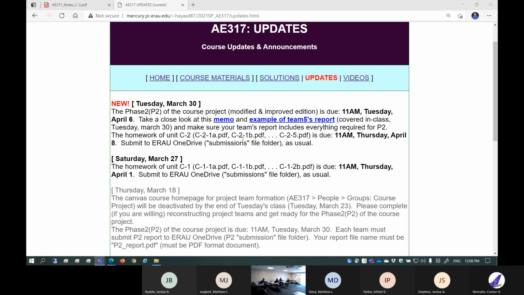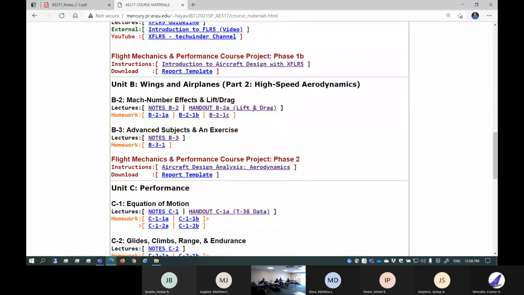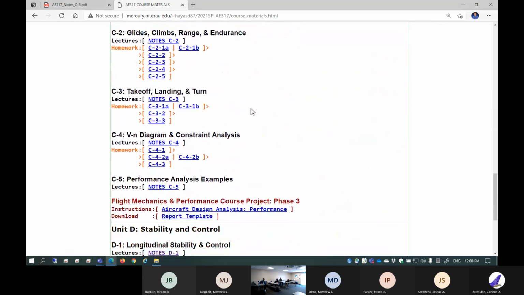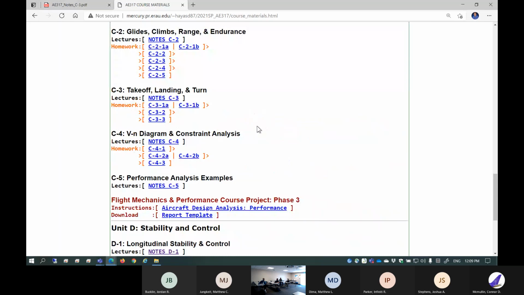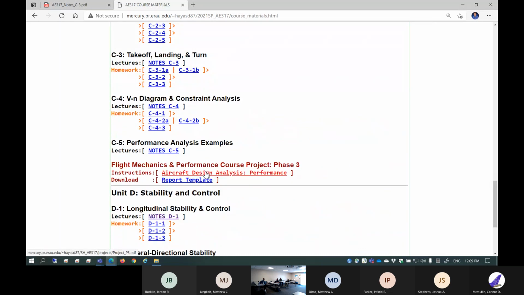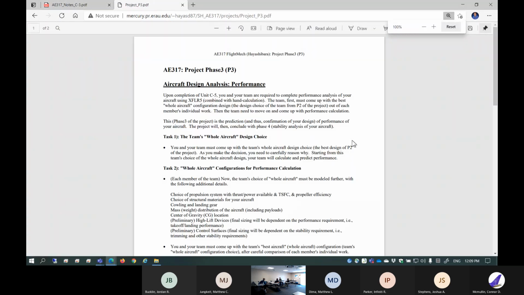Performance includes, I don't know what included. Let's just take a look at the documentation. Phase 3, right? Where is it? Oh yeah, phase 3. So phase 3, next to come, is performance computation.